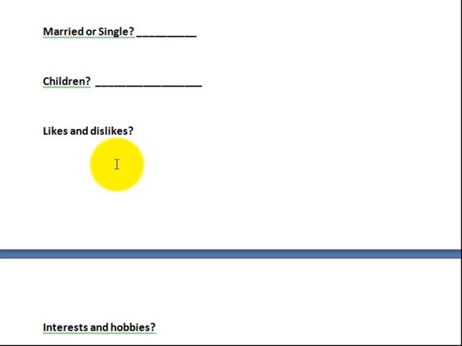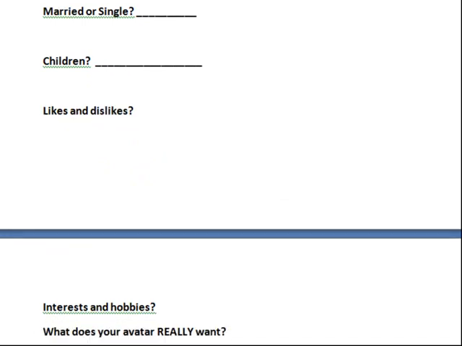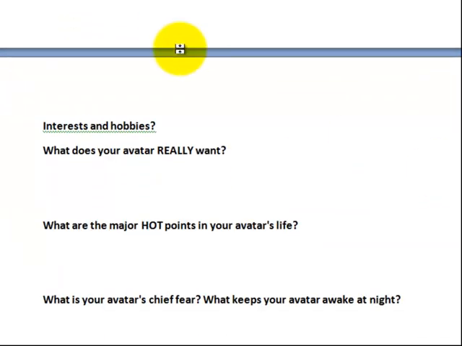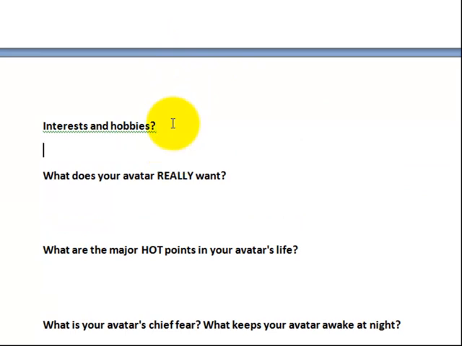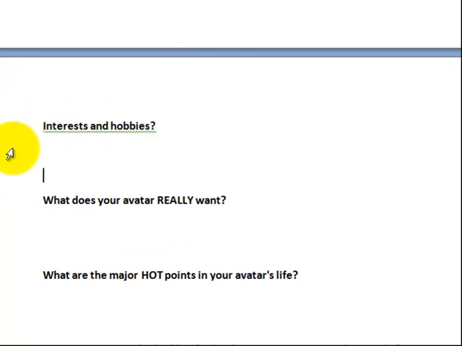What is your avatar about? What makes them tick? What makes that person interesting? What are their interests or hobbies? What do they like to do? Do they like photography? Do they like to bake? Are they religious? What does your avatar really want in life? What do they really, really want? What are the major hot points in your avatar's life?